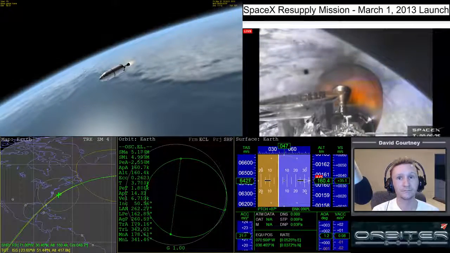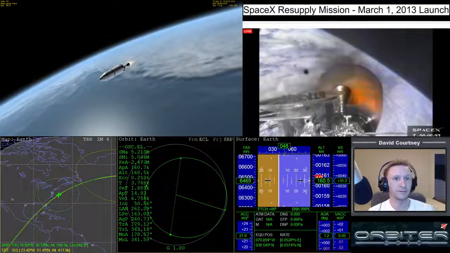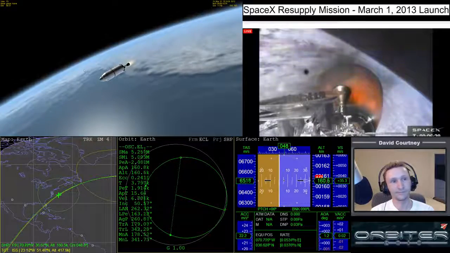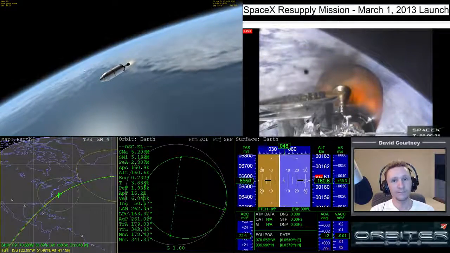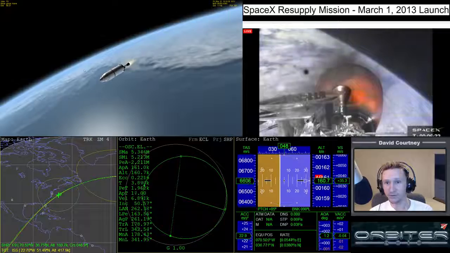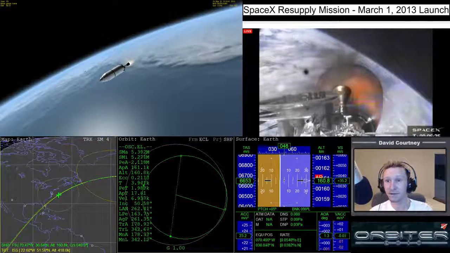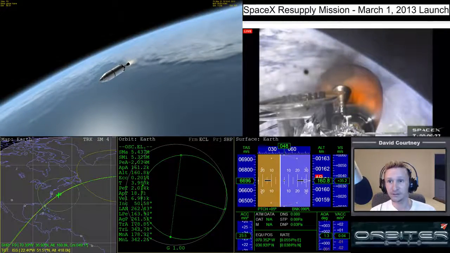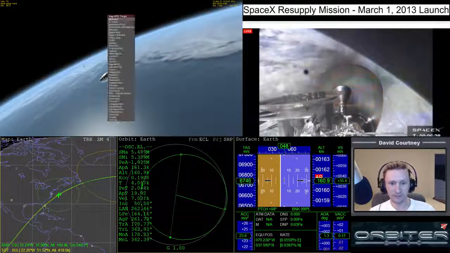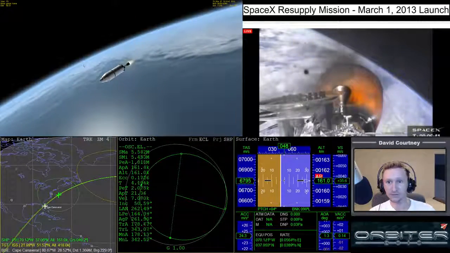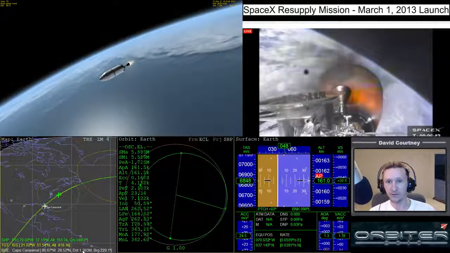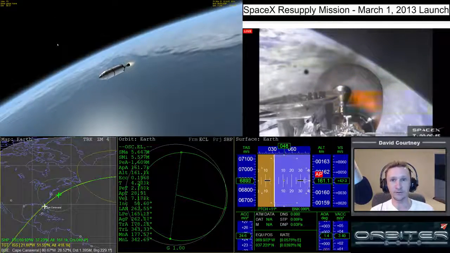Vehicle is 200 kilometers in altitude, velocity of 4.6 kilometers per second, and downrange distance of 767 kilometers. I have no idea what my downrange is. I guess if I targeted KSC, I could get that information. 1,000 kilometers. I forgot what they said their downrange was.